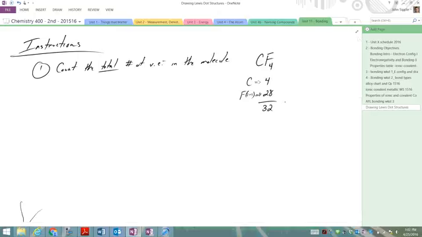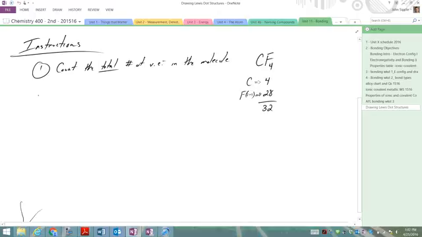Everybody see where those numbers are coming from? Understand? Okay. Fluorine is in the 7th column of the periodic table. It's got 7 valence electrons. So when we have 4 of them in the compound, so 7 times 4, 28. Okay.